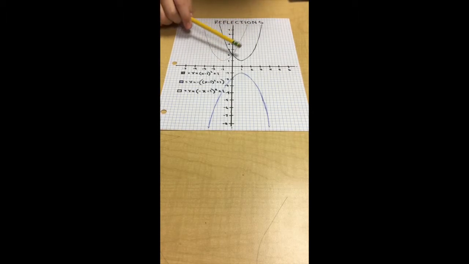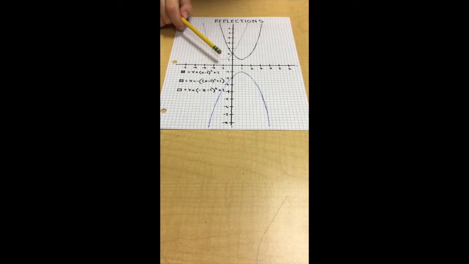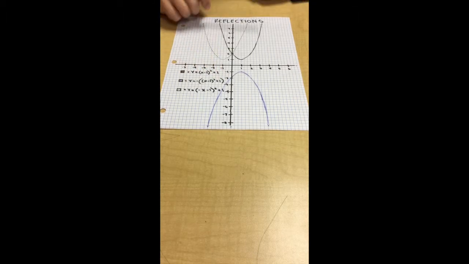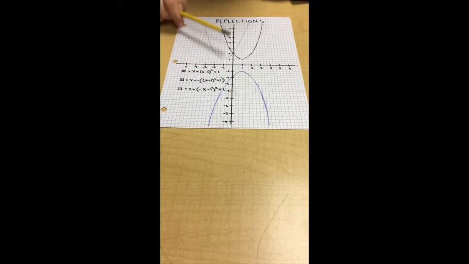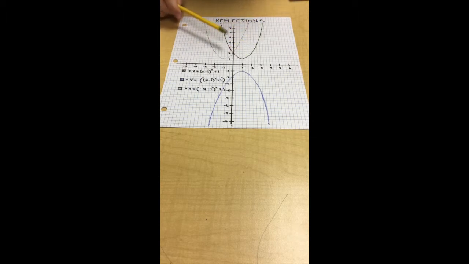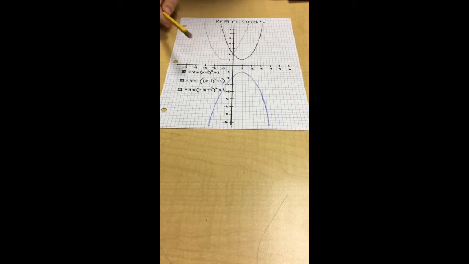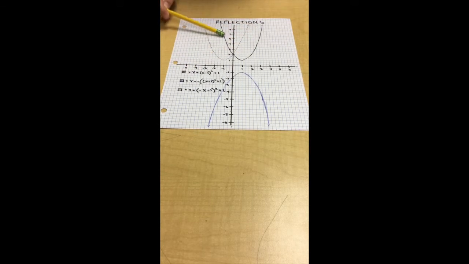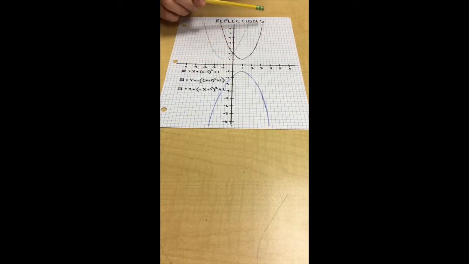To reflect across the y-axis, you simply need to make the x negative. So in our equation down here with the dotted line, it's y equals, in parentheses, negative x minus 1 squared plus 1. So it's that negative before the x that makes our starting equation go from here to over here. The second one is reflecting across the x-axis, which you have to make the entire equation negative. So you just put the whole equation in parentheses and a negative before it, and that'll flip your entire starting quadratic over the x.